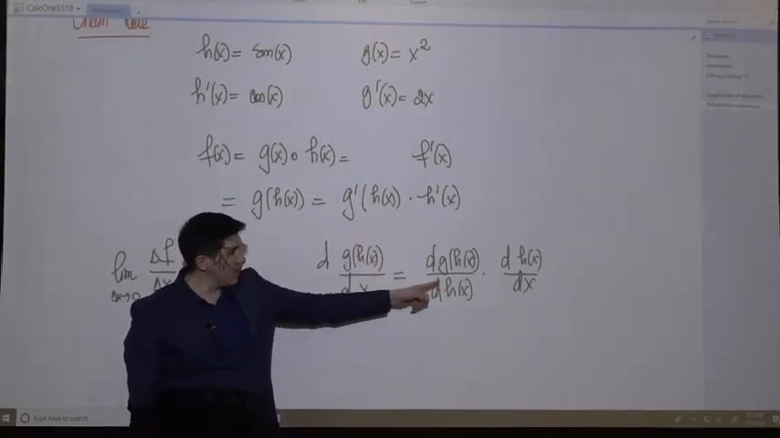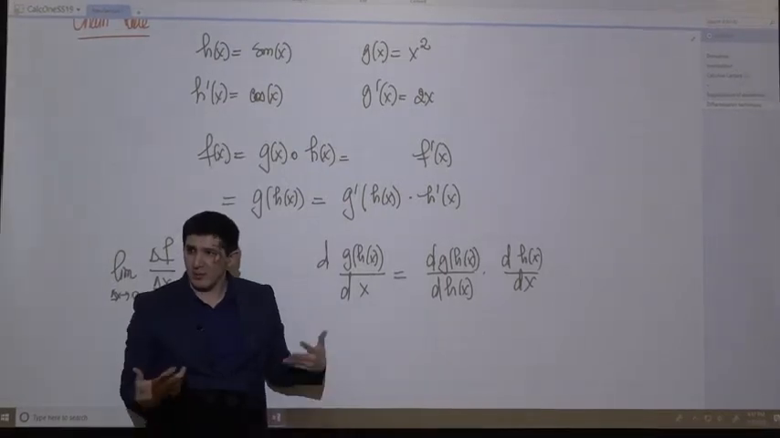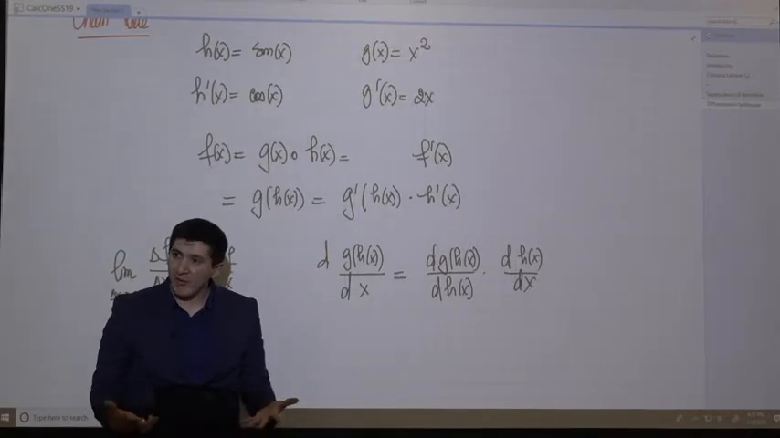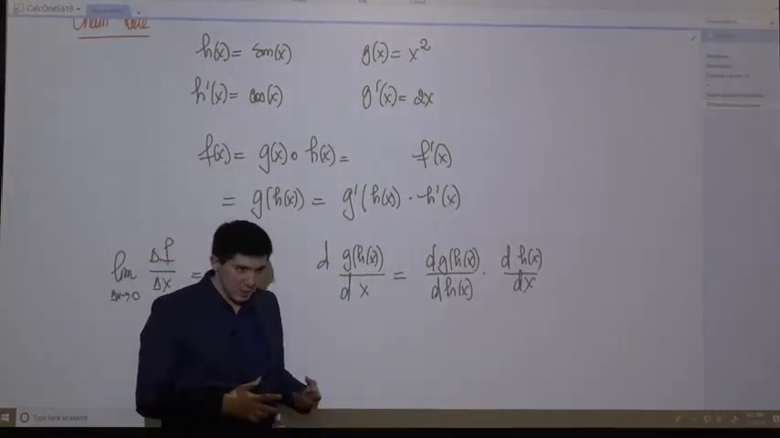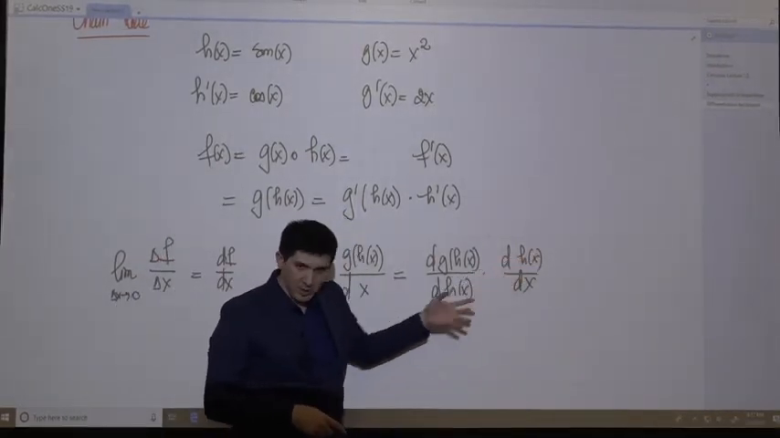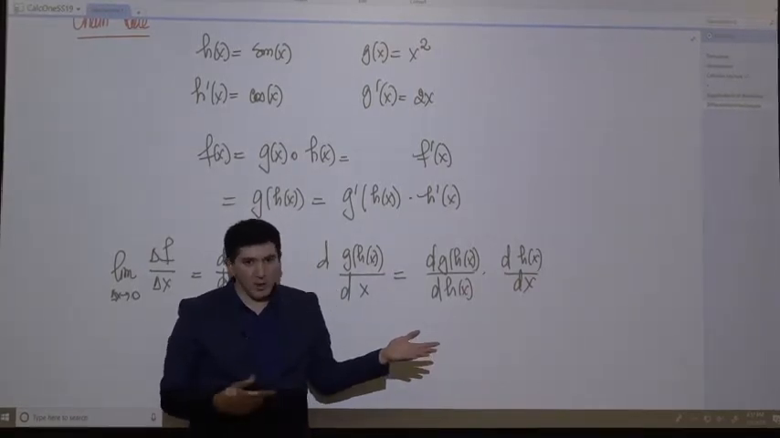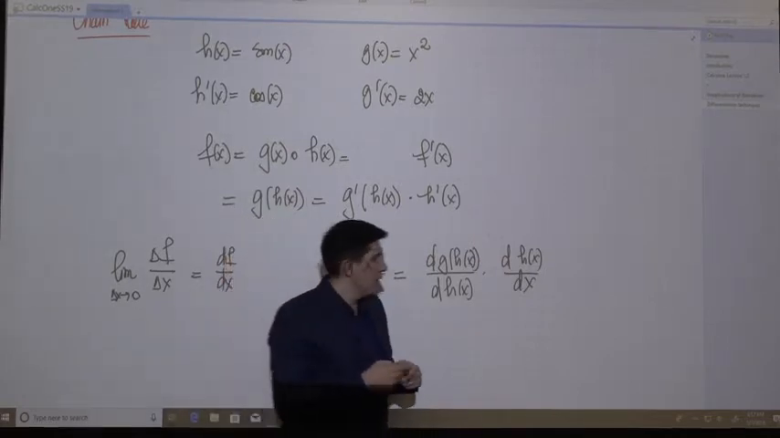Yes? dg over dh means the derivative of g with respect to h. dh over dx means the derivative of h with respect to x. Okay? So if you can delete them, because we can do this, what is 3 over 2 multiplied by 2 over 5? 3 over 5, right? You can delete this 2. Okay.